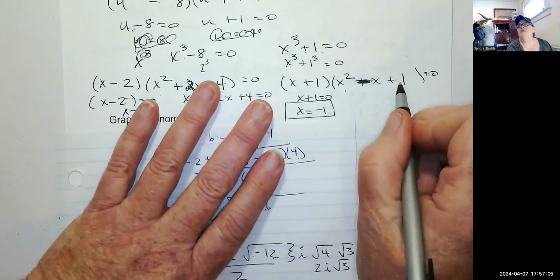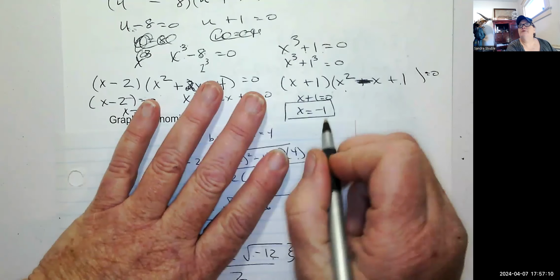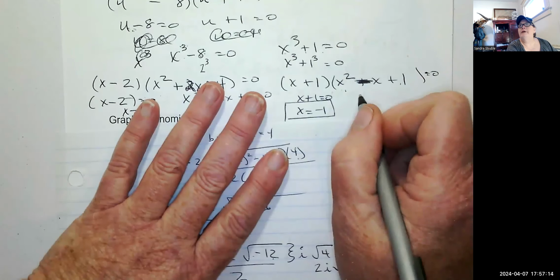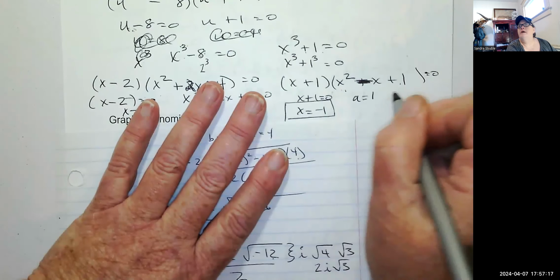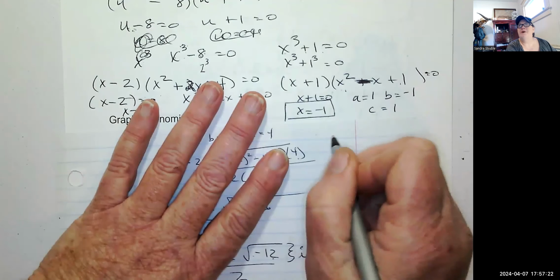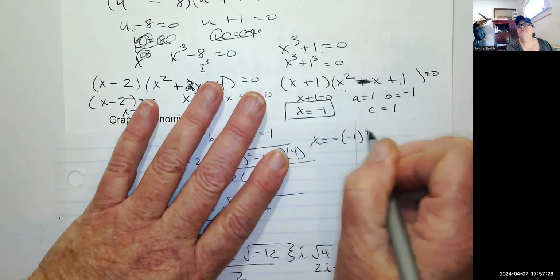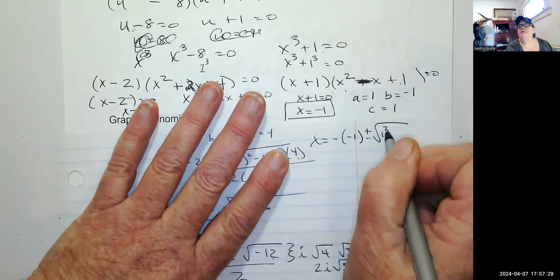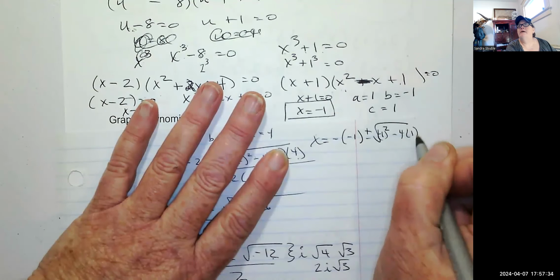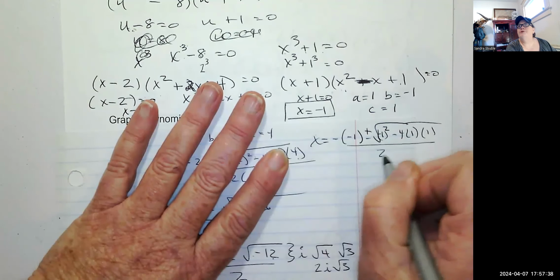This is not going to factor nicely, so what we're going to have to do is use the quadratic formula again. So let's go a equals 1, b equals -1, and c equals 1. X equals -b, so -(-1), plus or minus the square root of b squared, (-1) squared, minus 4 times a times c. All of that is over 2 times a.